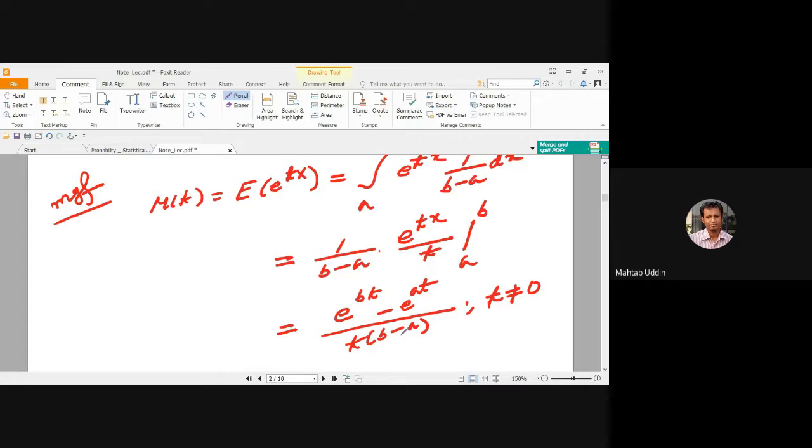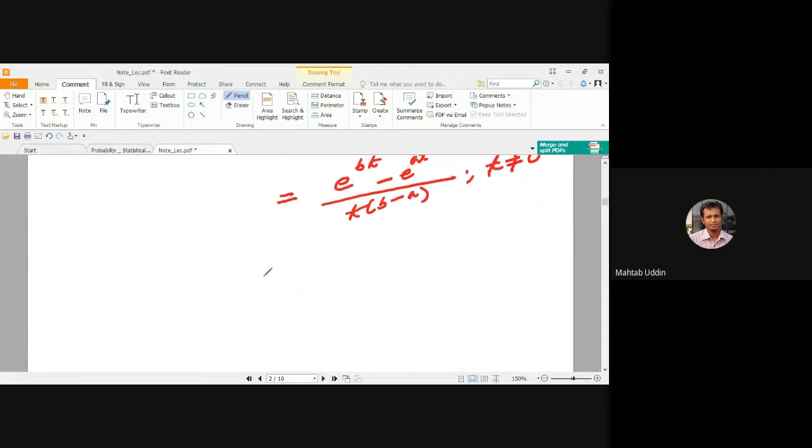If t equals 0, then it will be undefined. If t equals 0, what will happen? It will be undefined. So we have to find m0 differently, in a different approach.